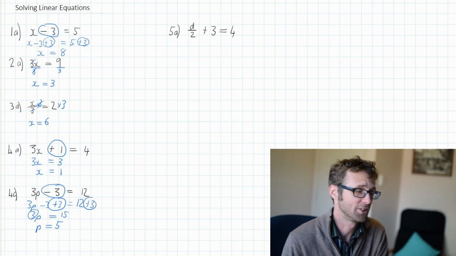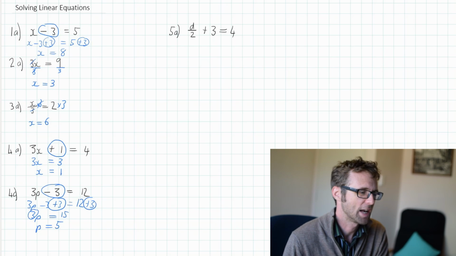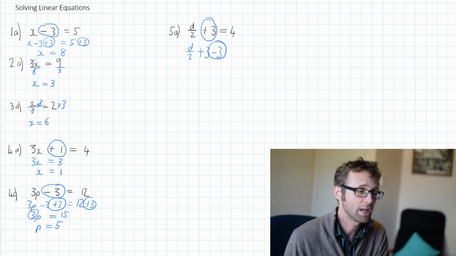Last one today, guys, for this exercise. First of all, I want to get rid of this, just like I've done with the others. So I'll have d over 2 plus 3 minus 3. So to get rid of positive 3, I subtract 3. I've got to do it to both sides. So my next line will be d over 2 equals 1. How do I get rid of a divided by 2? I multiply both sides by 2. So I'm going to go 2 times this, that times 2. Cancel out. I'm left with d is equal to 2.